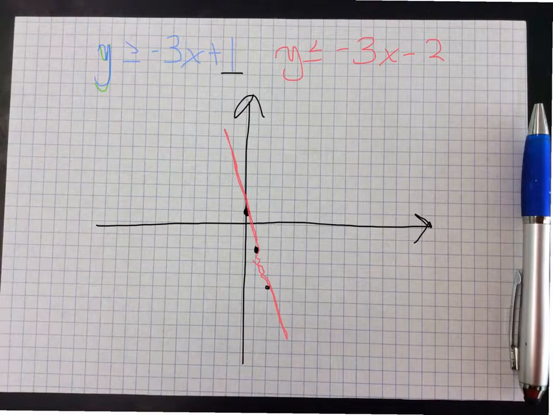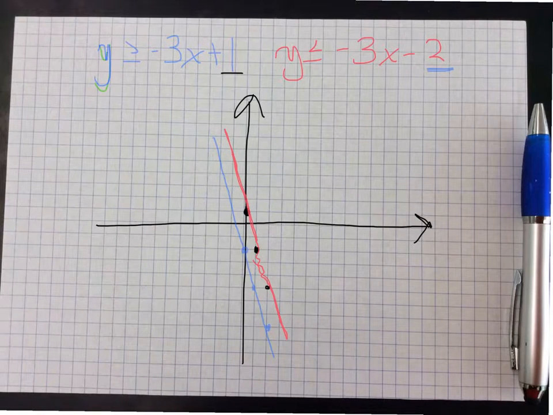And then go ahead and graph the second equation, which was y is less than or equal to negative 3x minus 2. So I go to negative 2 on the y-axis and then go down 3 over 1. And of course the slope is the same. Because they have the same slope, that means that the lines are parallel to one another. So I'll go ahead and try to draw a straighter line this time. There we go, that's better.